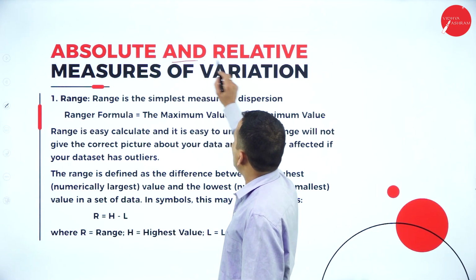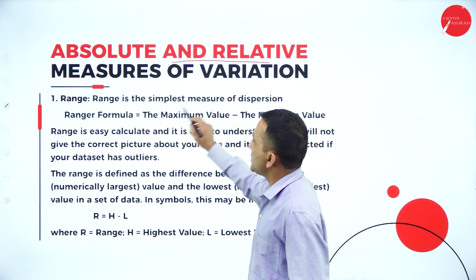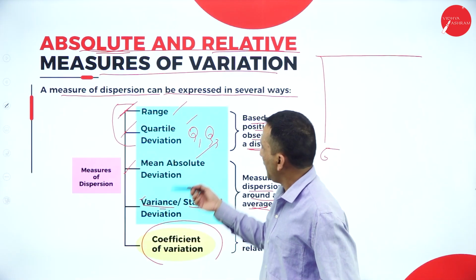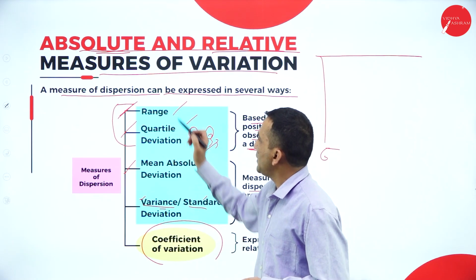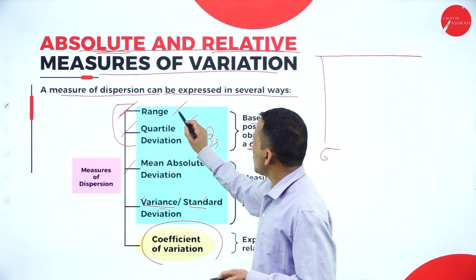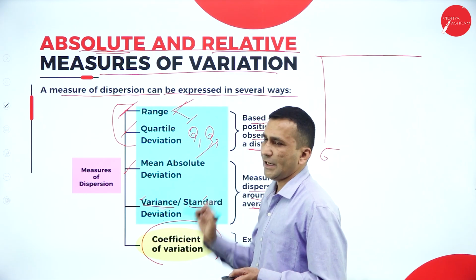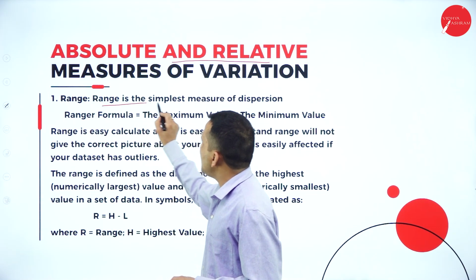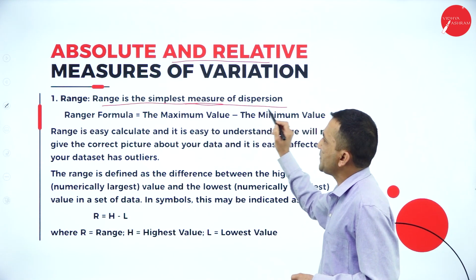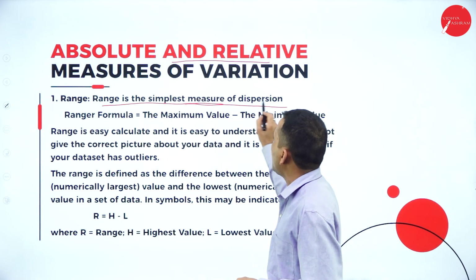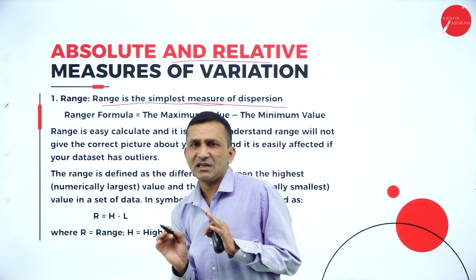Under absolute and relative measure of variance, the first one, what you have seen in this diagram, is range. Range is again classified into two categories: one coming under absolute, and one more is relative. The range is the simplest measure of dispersion. The formula is very simple.